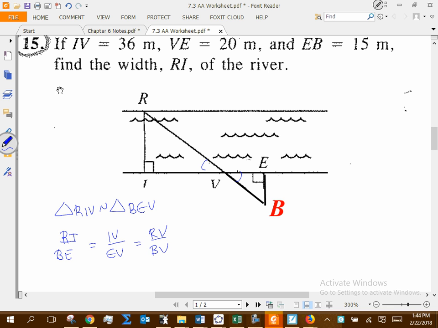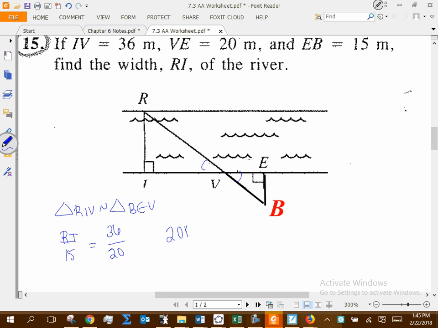We spent a lot of time yesterday on 14, going through that several times. Now I fill in the things I know. Well, I knew IV was 36. I know that EV is 20. I know EB is 15. Neither of these other values can be found. I could probably find B to V, but R to V is not going to be easily found because it's got to cross the river again.